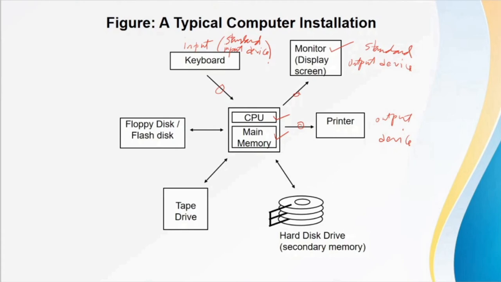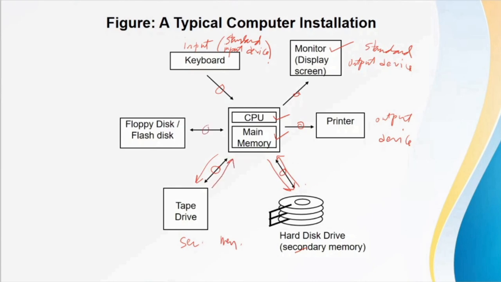For the hard disk drive, which is considered a secondary memory, the arrow line is bidirectional because data could be coming from the hard disk drive, like the program files and the data files, to the CPU or to the main memory. And those program and data also could be stored back to the hard disk. So this is bidirectional. And the tape drive, another example of a secondary memory, is also bidirectional because you could save data or program files into it and you could read data from it.